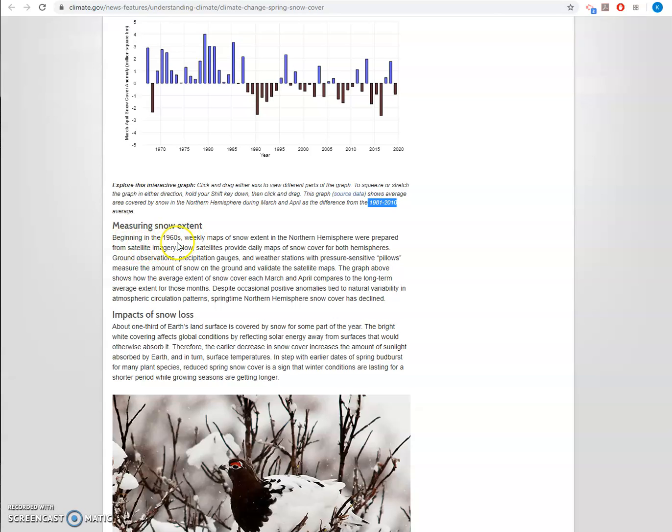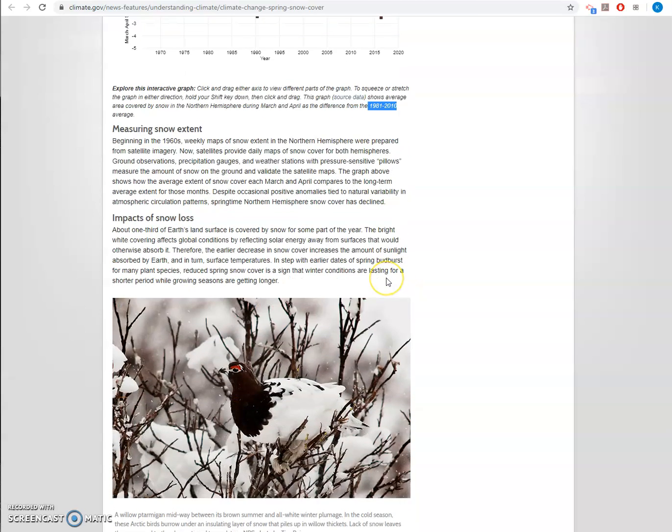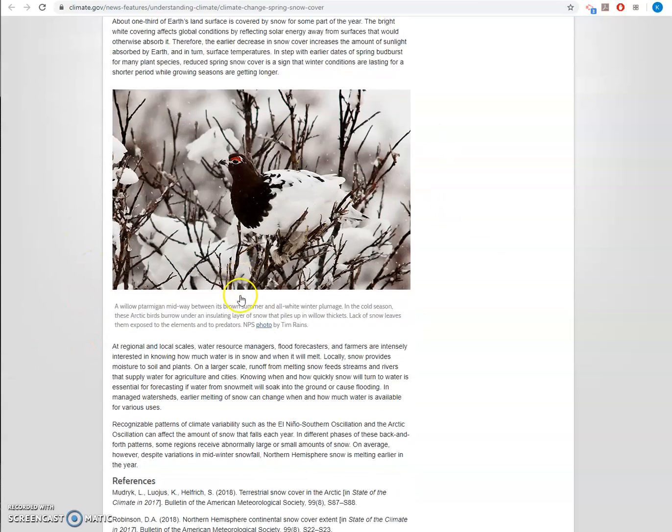So a lot of this is using satellites. Starting in the 60s we started doing this with satellites, but we've also been using things like ground observations, using precipitation gauges, so like your water gauges and snow gauges, weather stations, and pressure sensitive pillows. They actually go out and put these plates on the ground that, as it snows on top, measure how much snow is there and how long and things like that. It's pretty cool. I took a whole class about it in college, so if you're interested in that, it's out there for you. Then it explains some impacts, why losing snow earlier is bad and things like that.